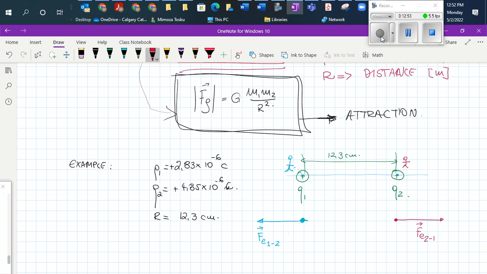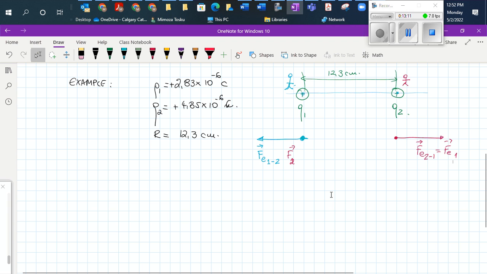We just simply say Fe as a result of 2 and Fe as a result of 1. Now, after we find the direction using the general law of charges, as we did here, we will calculate the magnitude of those forces. So the electrostatic force that 1 is experiencing as a result of 2 will be K Q1 Q2 over R squared.